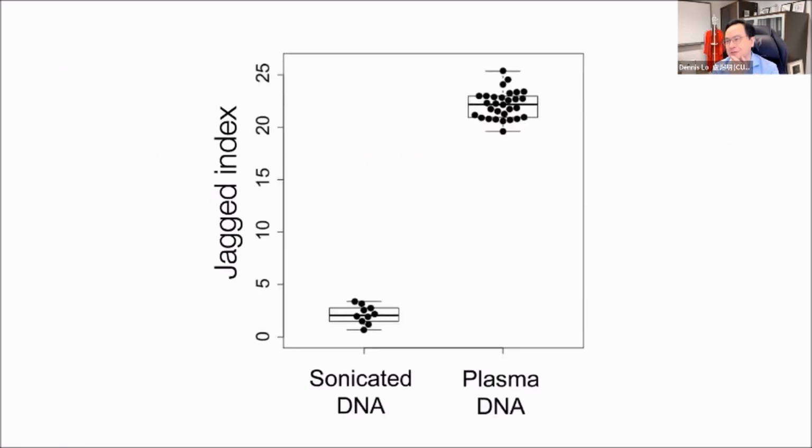So we discovered the presence of jagged ends in plasma DNA. And this we call the jagged index. But as a control, you extract some nuclear DNA and fractionate it, break it up by sonication, and then you find that the jaggedness is very low.